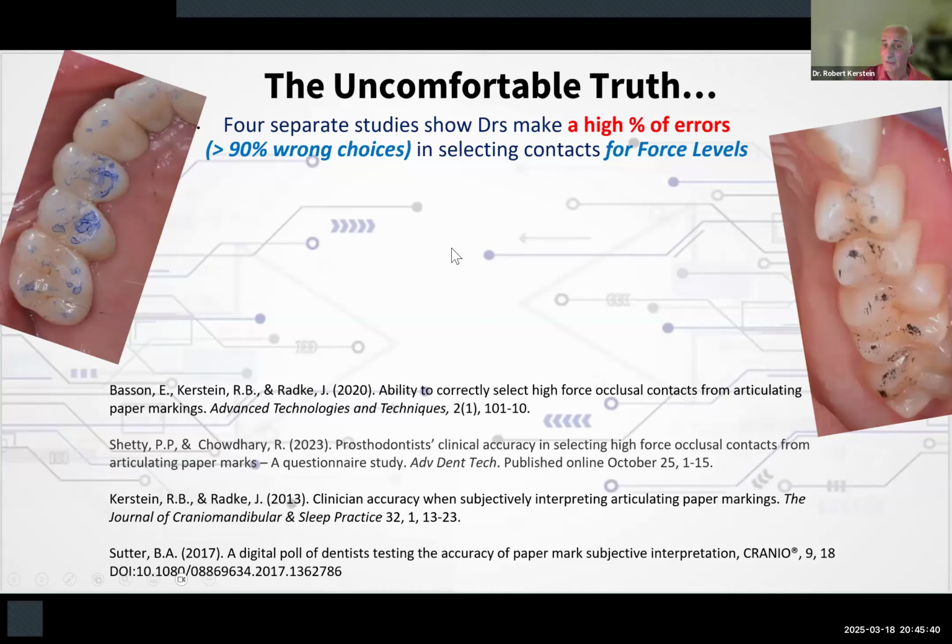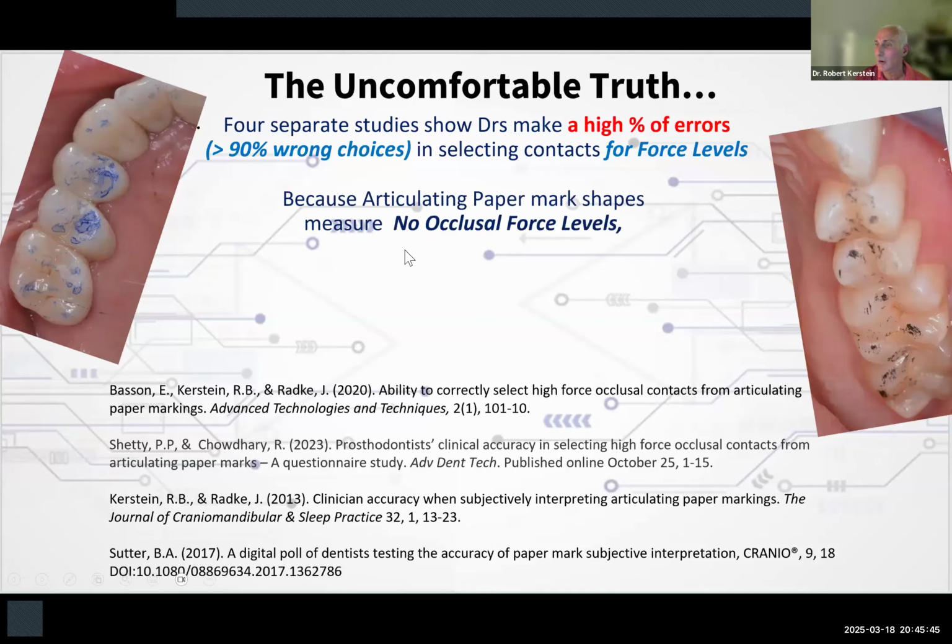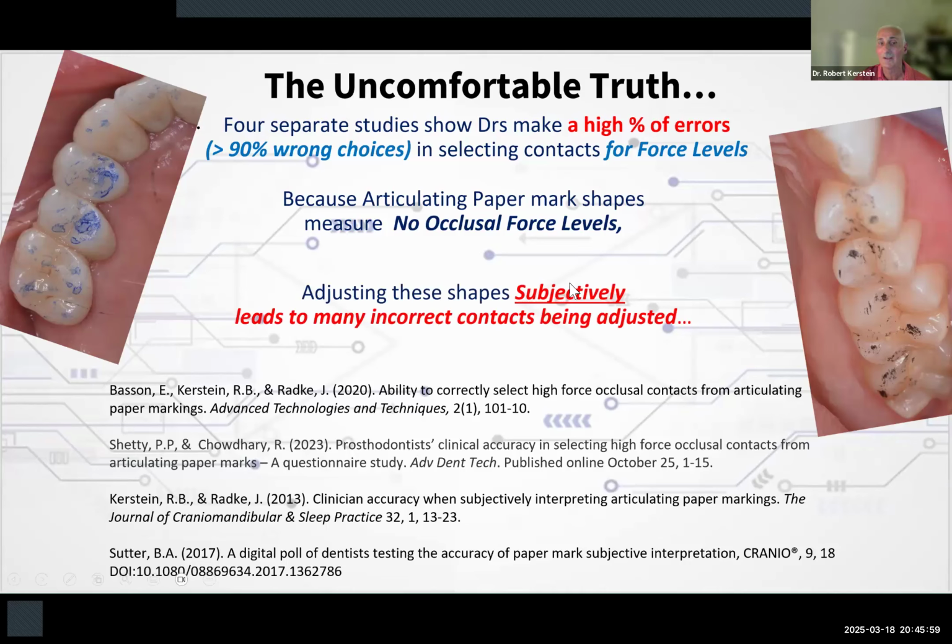And this is so common, we think it's okay, but it's not okay. Because what happens is we grind the wrong places. We can destabilize someone's bite. We can cause them to develop TMD. We can cause the crown to be thinned out in the wrong places and leave bad forces on the crown that causes it to break. So when you look at these marks subjectively and don't have a qualifier like the T-Scan data to show you what they mean, many incorrect contacts get adjusted. And this is a harsh reality that, again, we all need to face.